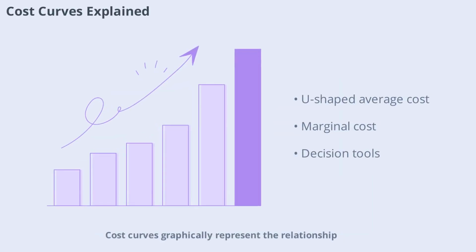Cost curves graphically represent the relationship between output and various cost measures. The average cost curve typically has a U-shape, reflecting economies and diseconomies of scale. Marginal cost curves show how the cost of producing one more unit changes as output increases. These curves are vital tools for firms in making production and pricing decisions.